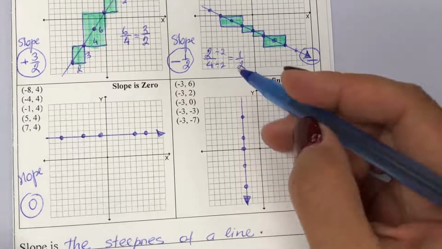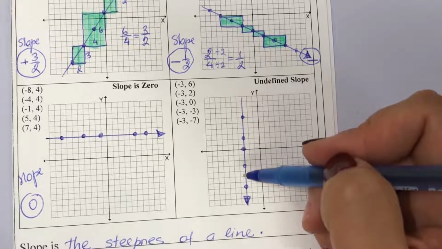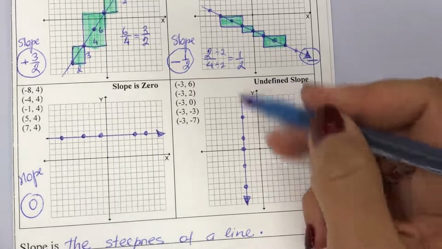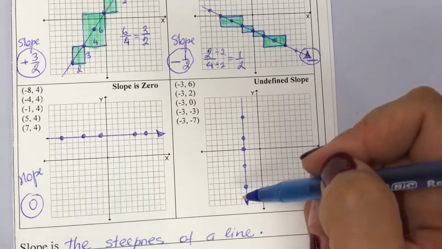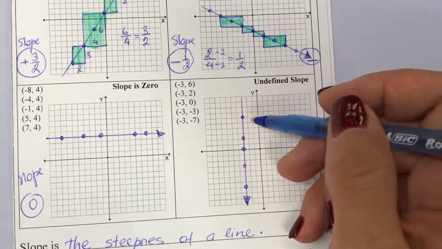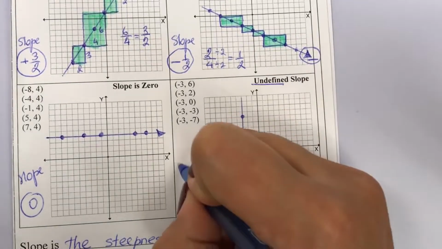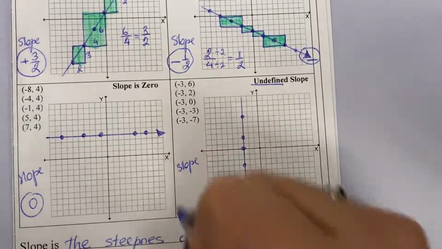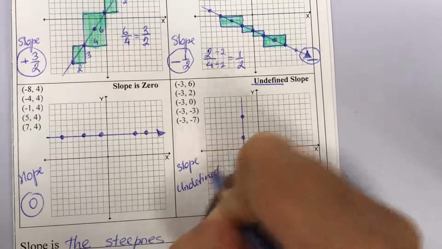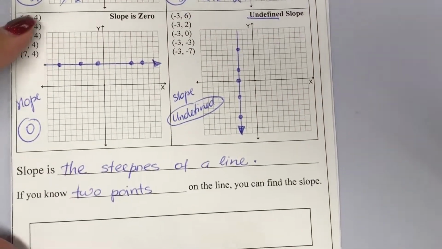An undefined slope, we have a vertical line. A vertical line, I can count these points, but I don't go up, I don't go down, I'm going straight down vertically. Vertical is undefined slope, or does not exist. So undefined slope using the vocabulary. So if I ask in directions, what is the slope? You say undefined, not existent.